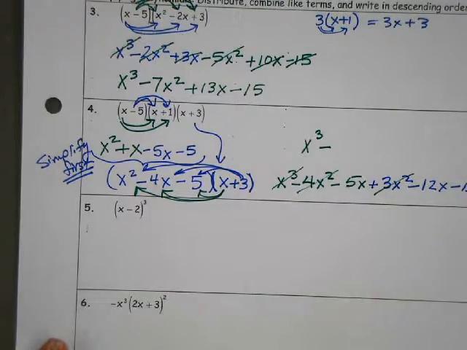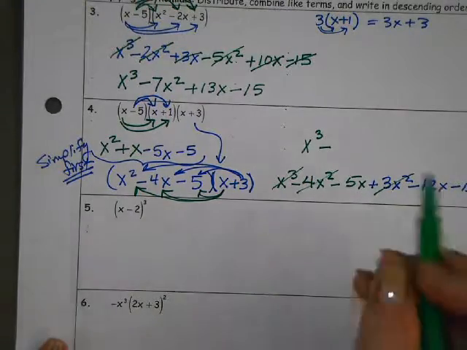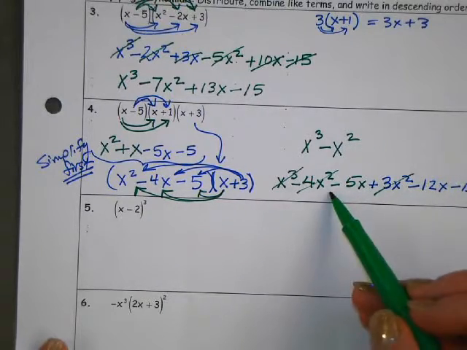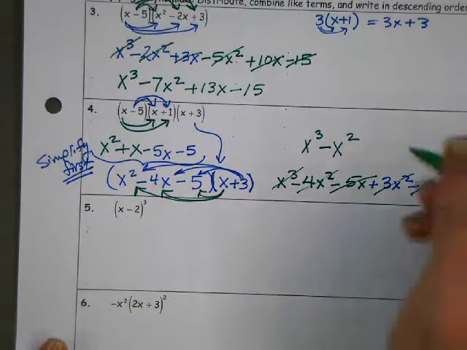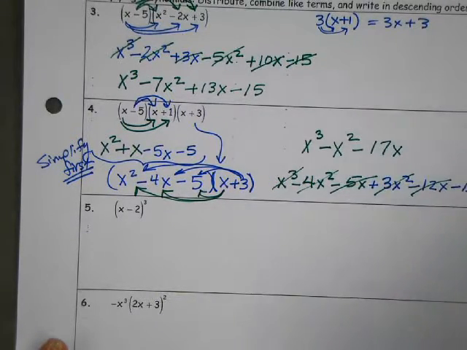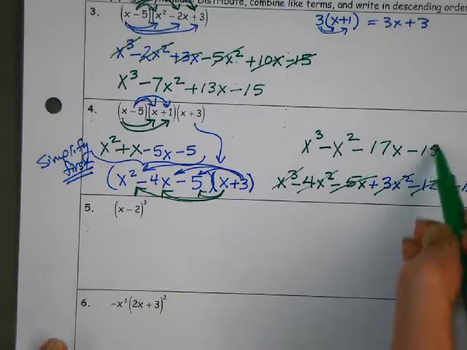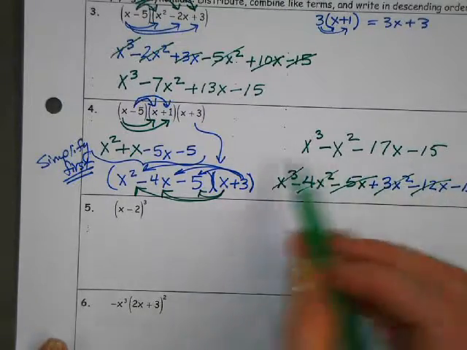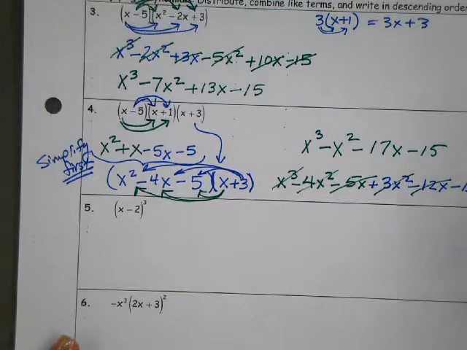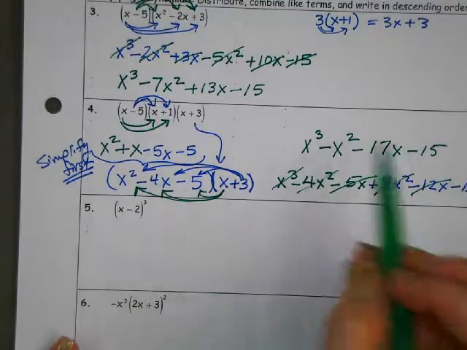I have a negative 4x squared and a 3x squared. How many x squareds? Just a negative x squared. And then I have a negative 5x and a negative 12x, and that becomes what? Negative 17x. And then minus 15. Okay, and so when you're done, all your exponents should be all wrapped up into one term. Your like ones.